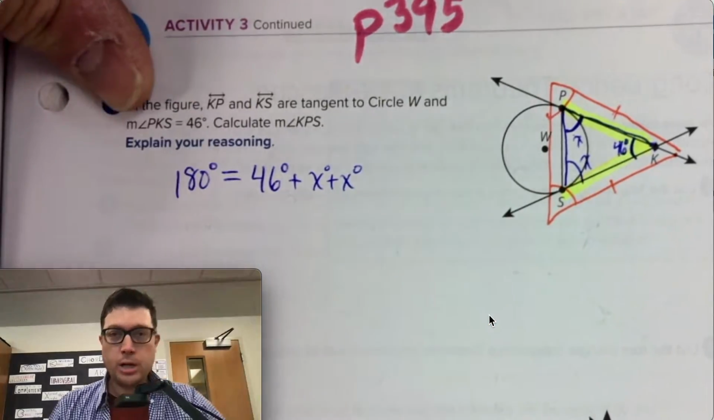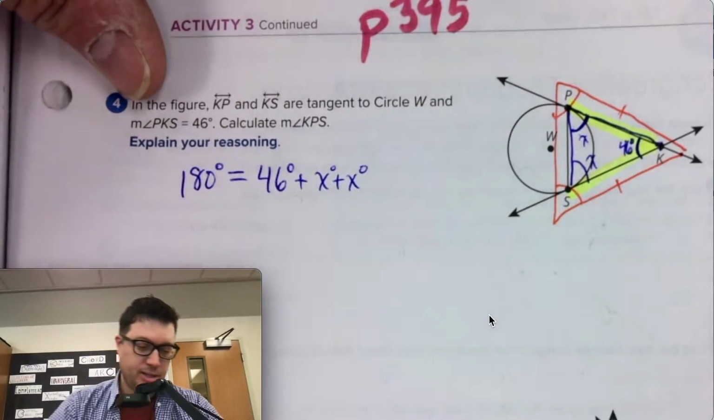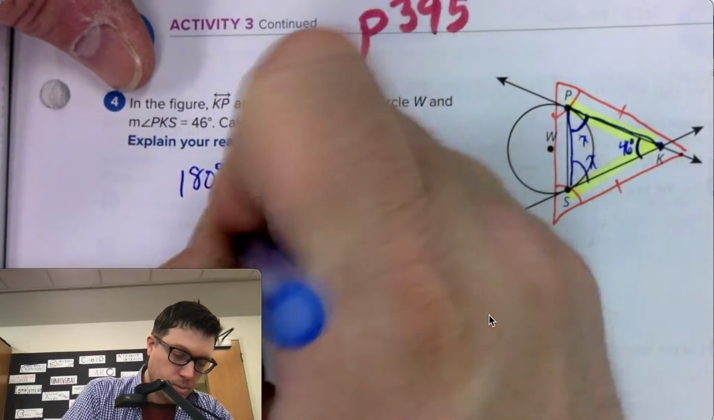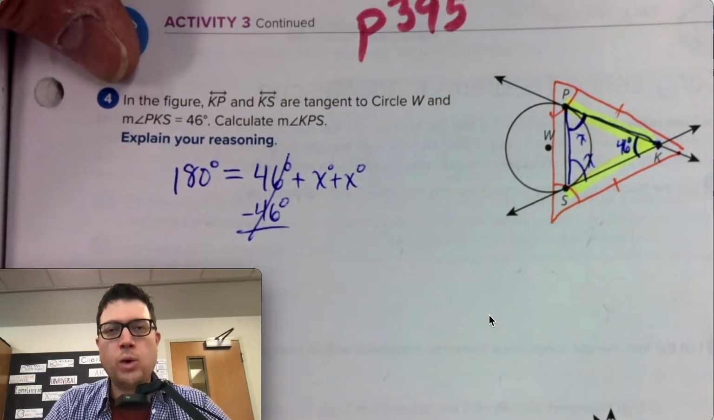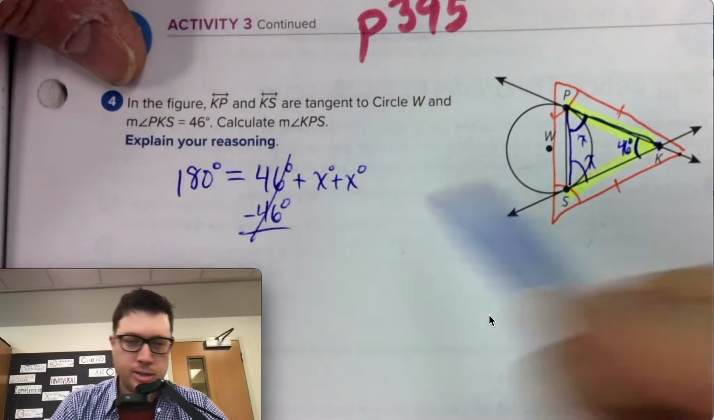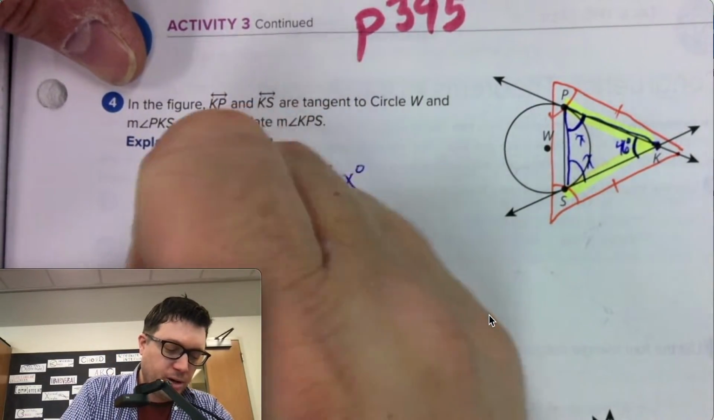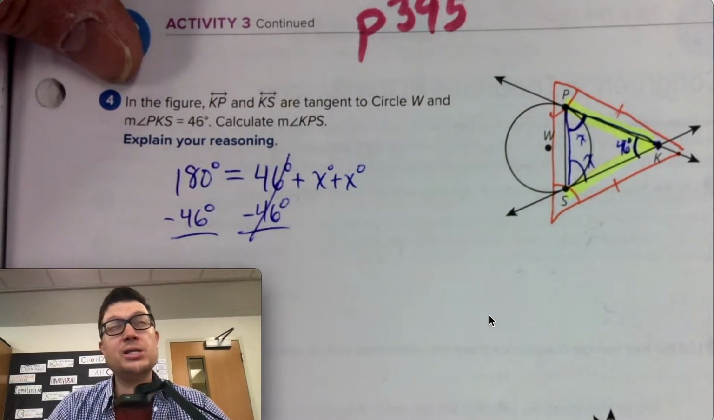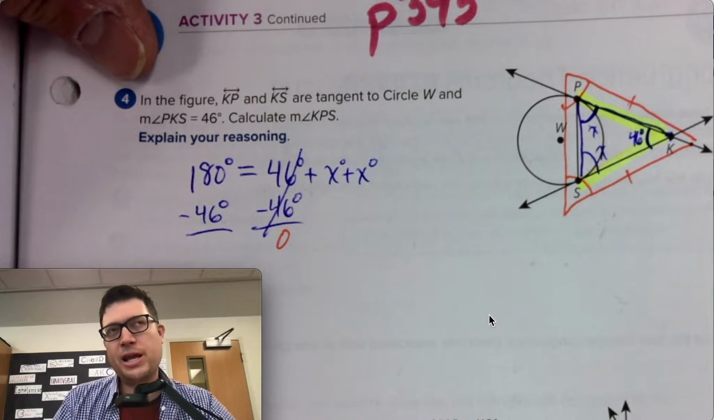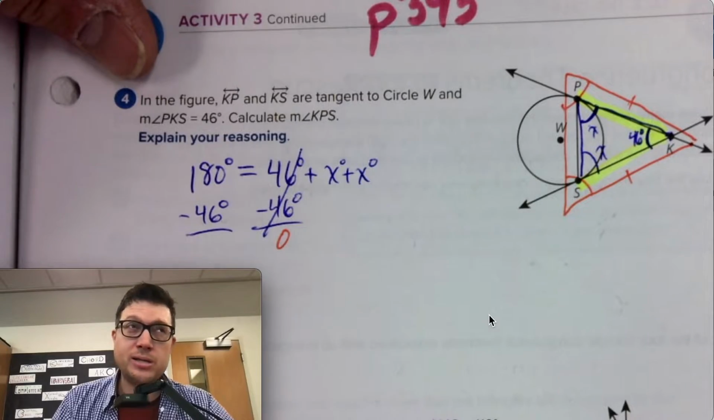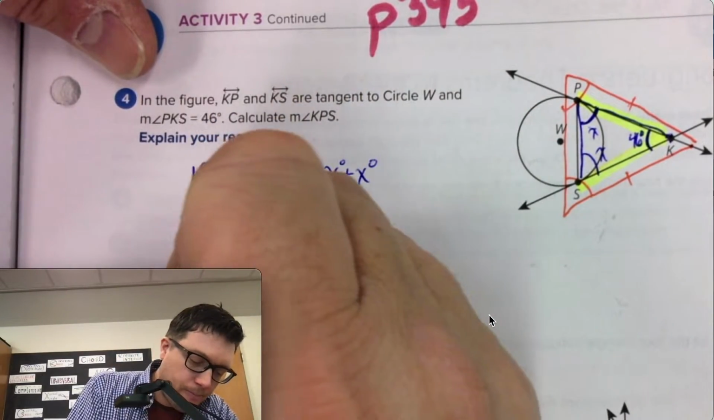Okay, some subtraction. So what is 180 minus 46? I want to subtract by 46, by the way, because I want no numbers on one side of the equation, only letters. And then I'm going to subtract 46 over here. So 180 minus 46 is 134, right? Because I can add the 4 and the 6 and add the 3 and the 4. It makes, okay, so 134.